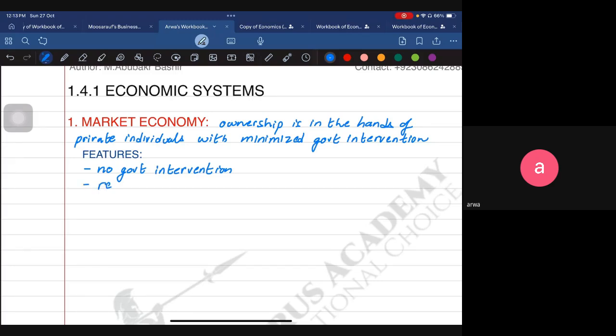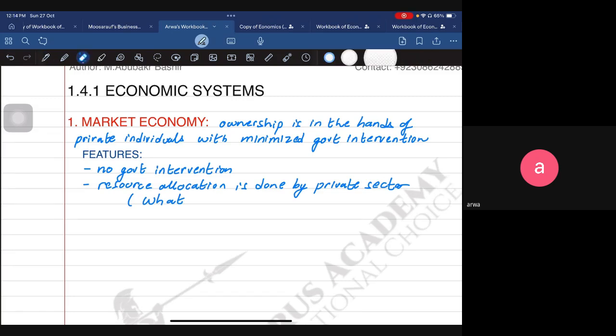Then the second thing is resource allocation is done by the private sector. So the answers to all those fundamental questions are basically the private sector. What to produce, whether to produce consumer goods or capital goods? Wherever the private sector finds it more profitable, they are going to produce that, and how they find it profitable is the demand of the people. So whatever the people are demanding, they are producing.